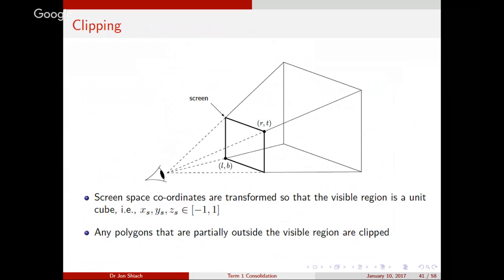What we do is take the screen space coordinates and transform them so that the visible region, this volume here, is a unit cube. By unit cube, we mean that our x, y, and z screen space coordinates are in the range -1 to 1. If I have time, it'll probably be the next lecture, I'll show you how to do that. Any polygons which are outside of this volume get ignored from now on. Any which are partially outside are clipped, which means we cut them, so that we only cut them to the edges.